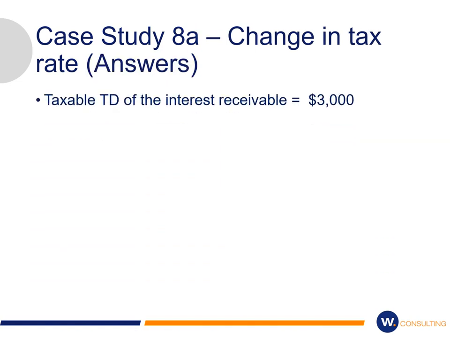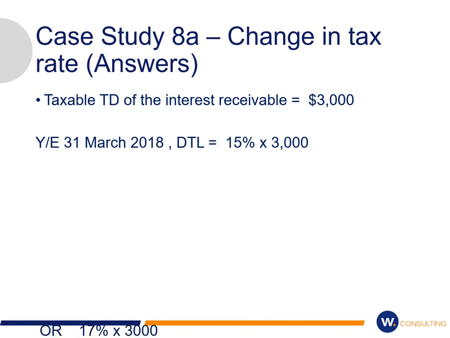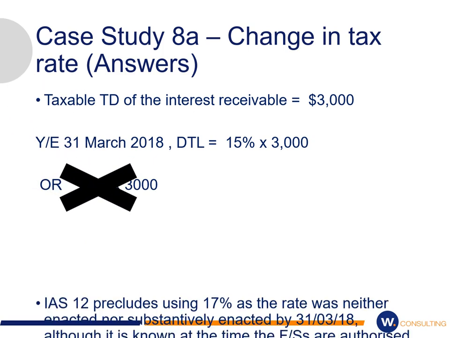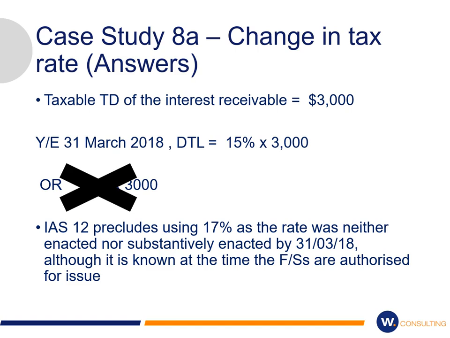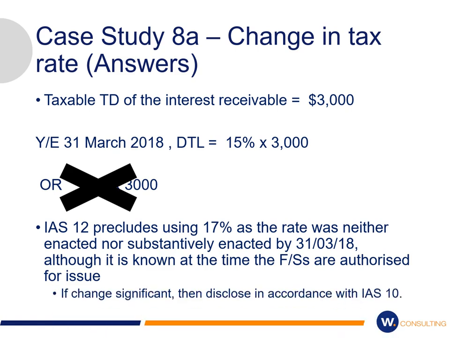The taxable temporary difference is the interest receivable of 3,000. As at the end of the year, we apply 15% of 3,000 as our deferred tax liability. We don't use the 17%, and the reason for that is because IAS 12 precludes using 17%, as the rate was neither enacted nor substantively enacted as at 31 March 2018, although it is known at the time that the financial statements are authorized for issue.